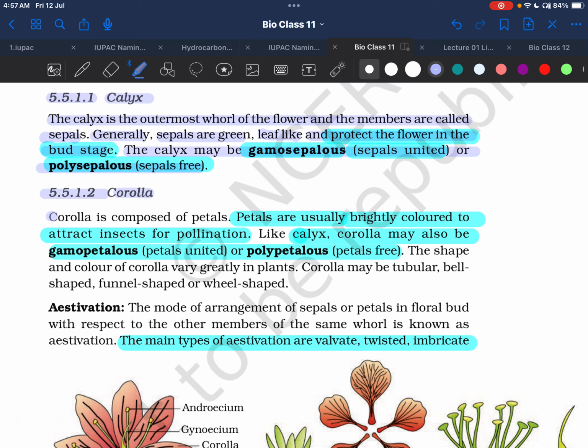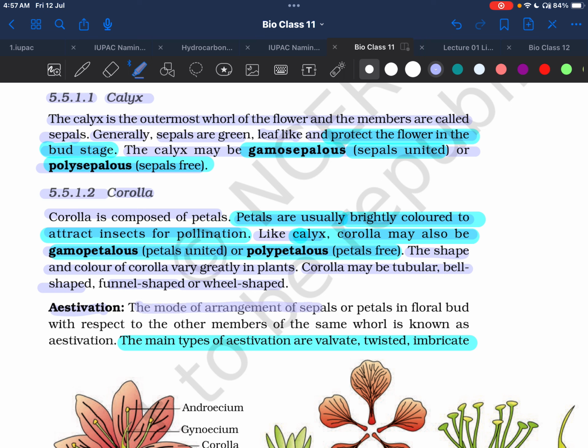5.5.1.2 Corolla. Corolla is composed of petals. Petals are usually brightly colored to attract insects for pollination. Like calyx, corolla may also be gamopetalous (petals united) or polypetalous (petals free). The shape and color of corolla vary greatly in plants. Corolla may be tubular, bell-shaped, funnel-shaped, or wheel-shaped.